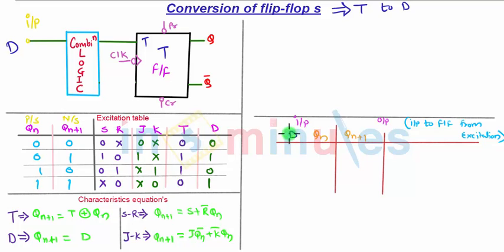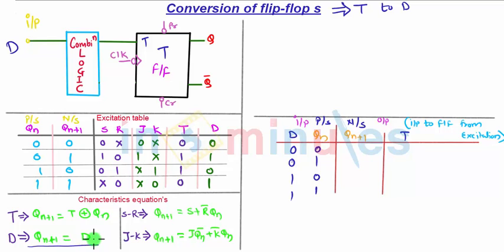So we have input D, present state Qn, next state Qn plus 1, and I have to excite the T flip-flop from the excitation table. So let us find out the input combination for D and the present state Qn. First of all, we'll keep the D bit constant. So D bit is 0. The Qn can take two values, 0 or 1, and if D bit is 1, Qn again takes two values, 0 and 1. So the next state can be given by the characteristic equation of D flip-flop, that is nothing but Qn plus 1 is equal to D.